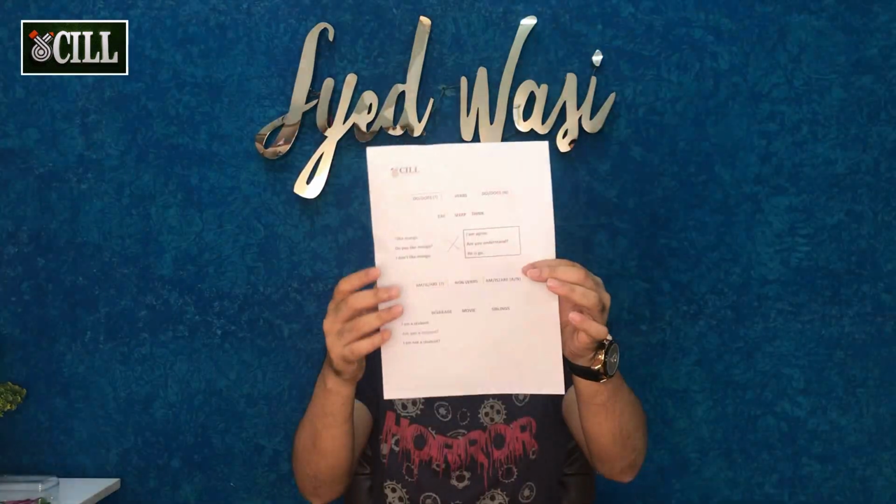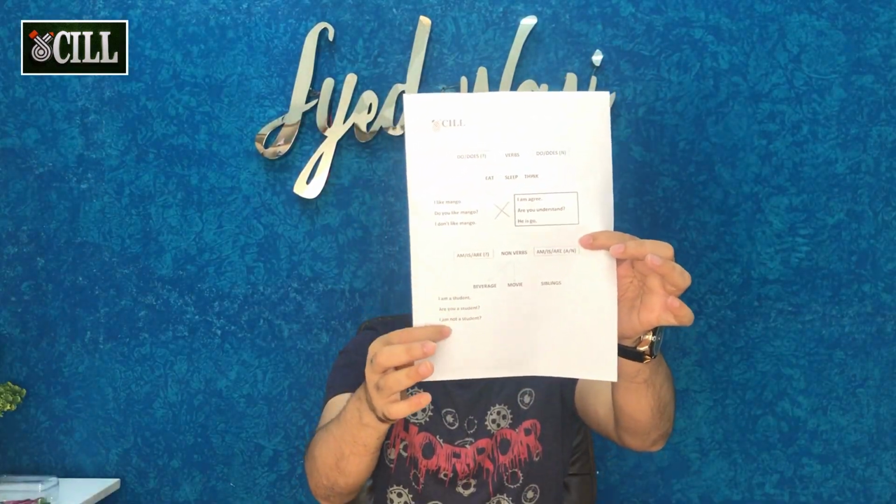For example, this is a good beverage, tasty beverage. This movie is interesting. Is this movie interesting? My siblings are nice. They are non-verbs. So again, I have given three examples of common sentences.